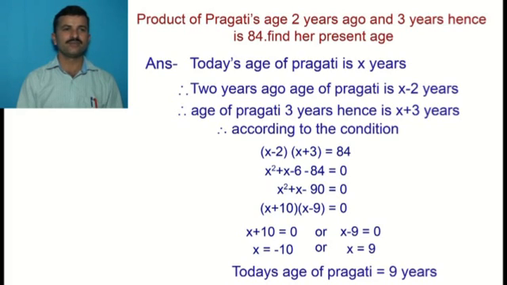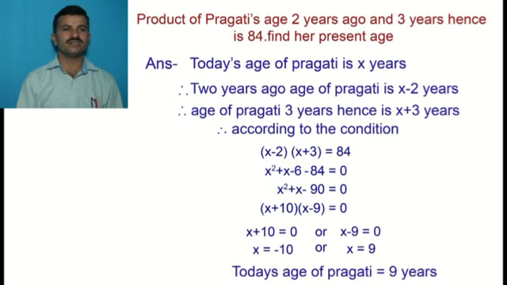According to the condition, the product of the age of Pragati 2 years ago and 3 years hence is 84. Therefore the equation becomes x minus 2 into x plus 3 is equal to 84. Therefore the equation becomes x square plus x minus 6 is equal to 84. It can be written as x square plus x minus 6 minus 84 is equal to 0, and the quadratic equation becomes x square plus x minus 90 is equal to 0.